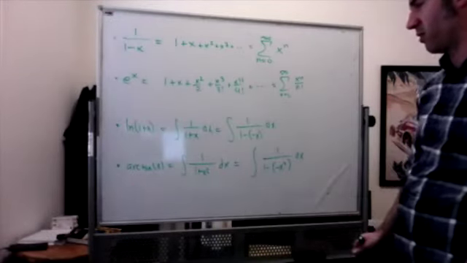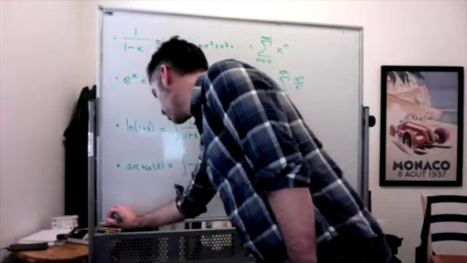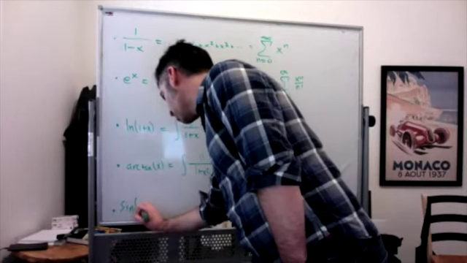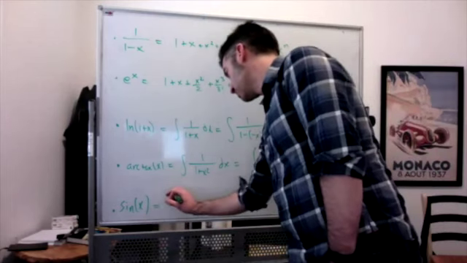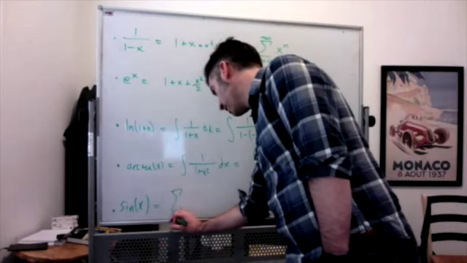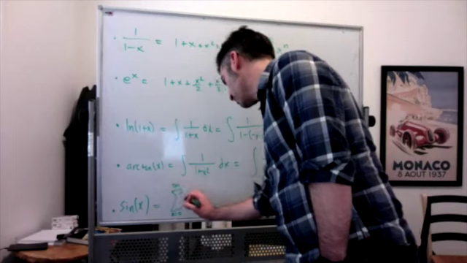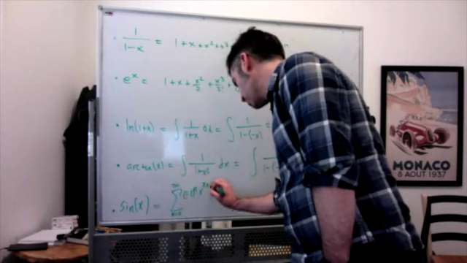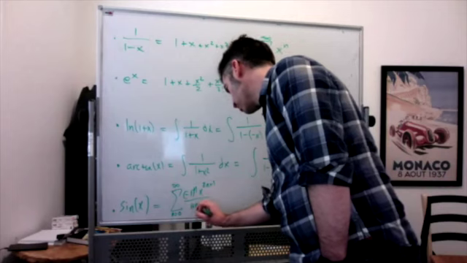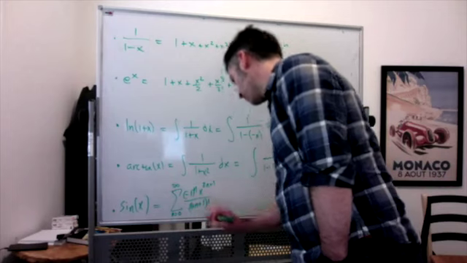I think I've got enough for both of these. So sine of x is also one that you really would like to memorize. And it's the sum from n equals 0 to infinity of negative 1 to the n, x to the 2n plus 1 over 2n plus 1 factorial.